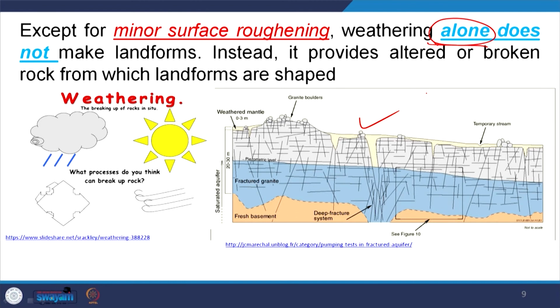Now, if you see the diagram here, this is the weathered mantle, and there is a temporary stream, and then granite boulders. In the next class we will talk about how this granite gets weathered, what products it forms, how these products are removed from this place, and how the landforms are formed due to erosion and weathering. We will discuss it in detail in the next class.